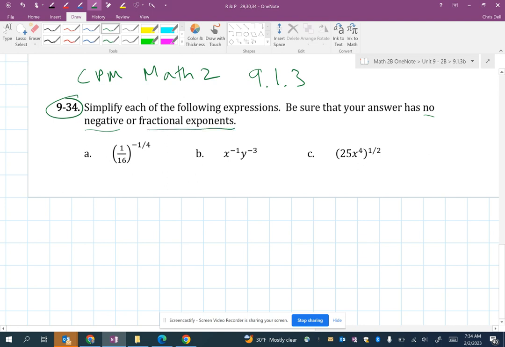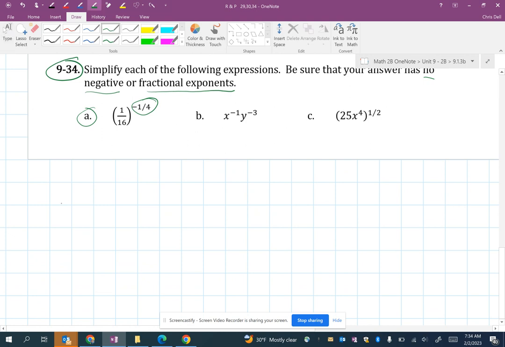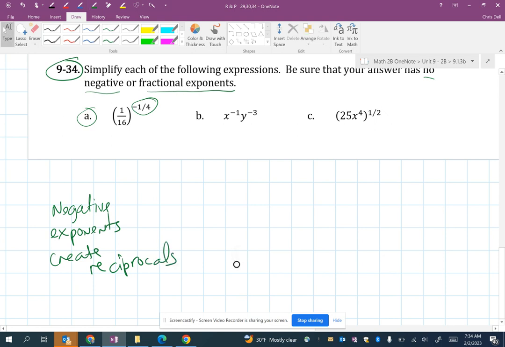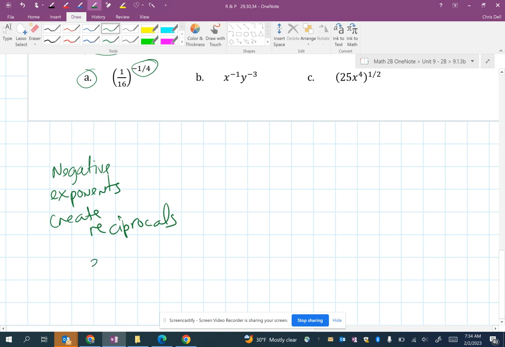So let's re-explain each of those, okay? As we see in A, we have a negative and fractional exponent. So remember, negative exponents do not make negative numbers. Negative exponents create reciprocals, right? That means if I were to have, say, 2/3 all to the -1, that's the same thing as 3/2 to the +1, right? So when you take something and make it a reciprocal, you switch the denominator and numerator, and it changes the sign of the exponent to be positive now.